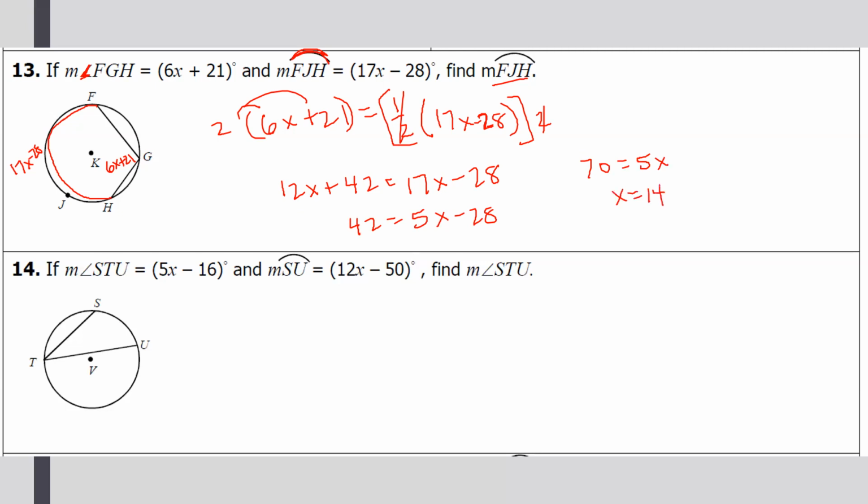I make sure I answer the question, and the question said find the measure of arc FJH. Oh, that's not the answer, that's just x. So I need to find arc FJH, which they gave to me, 17x minus 28. So I can say the measure of arc FJH is 17 times 14 minus 28. So my final answer is 210 degrees.